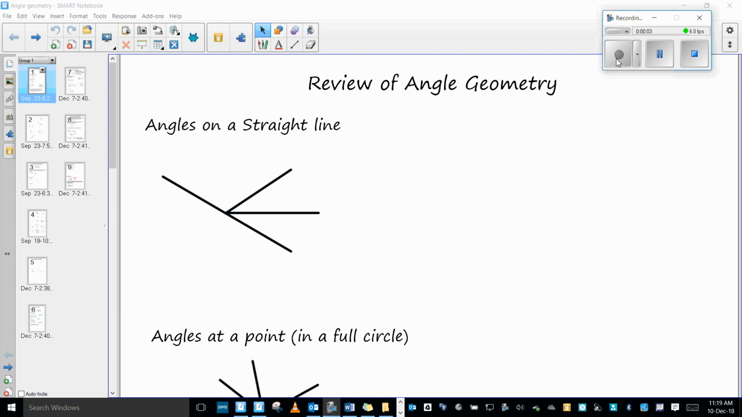So this is a review of angle geometry. I've put together a few different documents, so I apologise if there's a little bit of repetition. Right, so angles on a straight line.